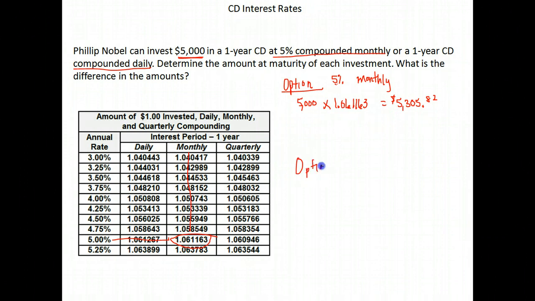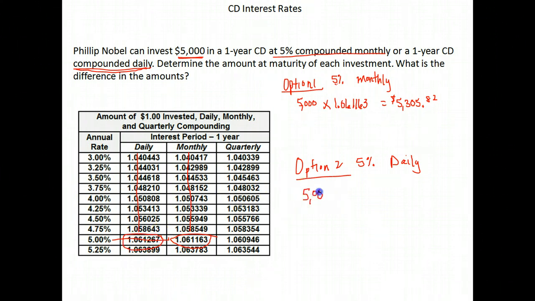Option 2 was a 1-year CD that's compounded daily. Okay, so again, it's at 5%, but this time it's compounded daily, which is 365 times during the year. So again, we go down to 5%, and then we want to go where it meets daily. So daily was the first column. So here is our number.